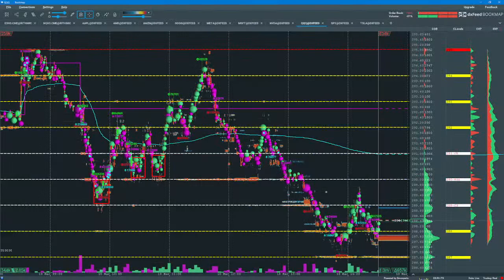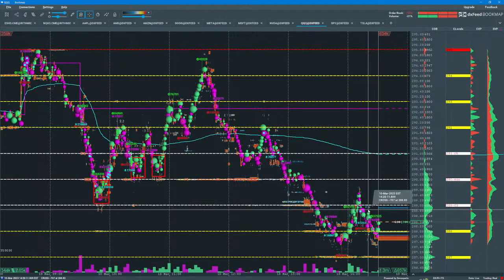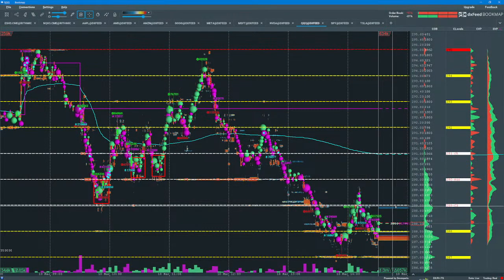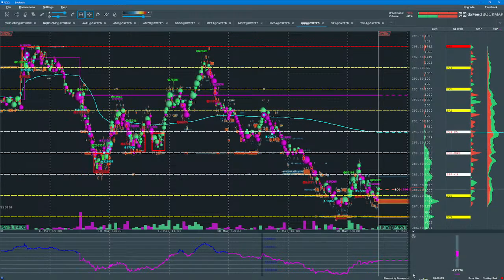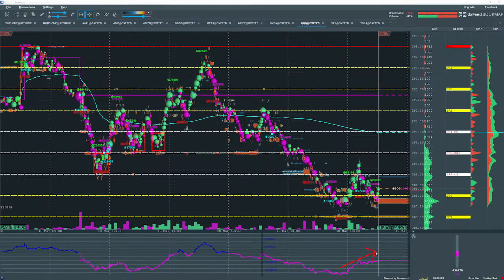Take a look at Bookmap. Down around 290, 289, 288. Note the shift in order flow. A lot of aggressive buyers coming in. You can see that with all the green dots.